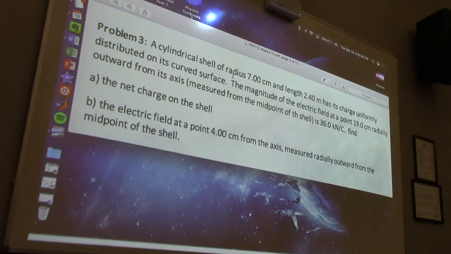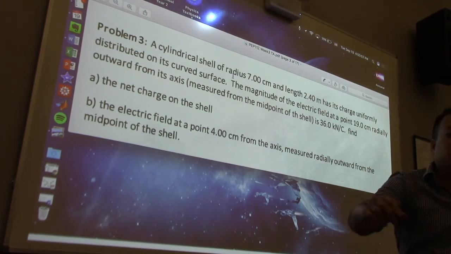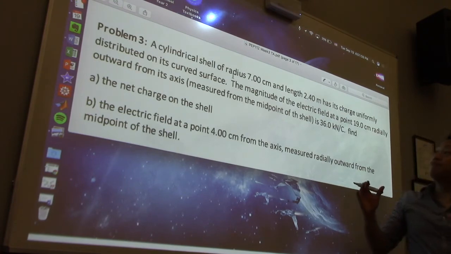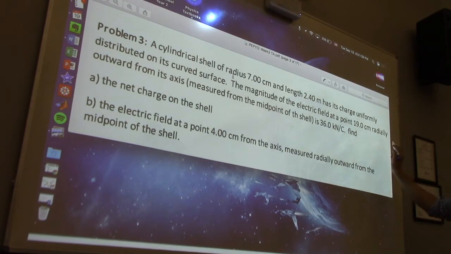All right, here we go. In this example, we have a cylindrical shell. I'm going to emphasize shell. It's hollow inside. It has a radius of 7 centimeters and a length of 2.4 meters. Its charge is uniformly distributed on the shell. The magnitude of the electric field at a certain point is given as 36.